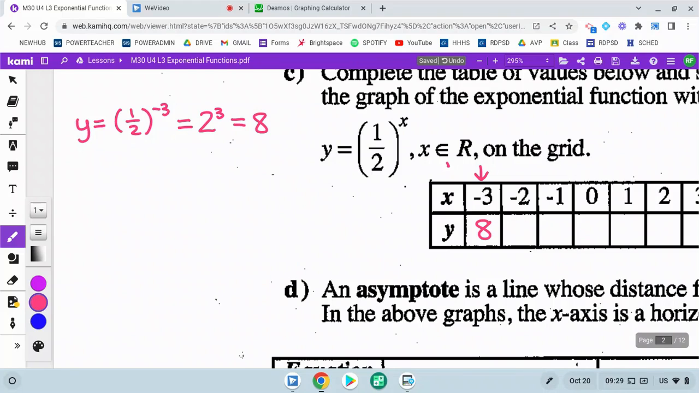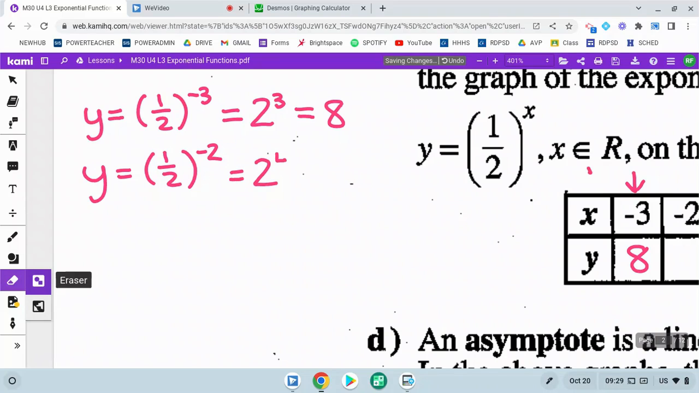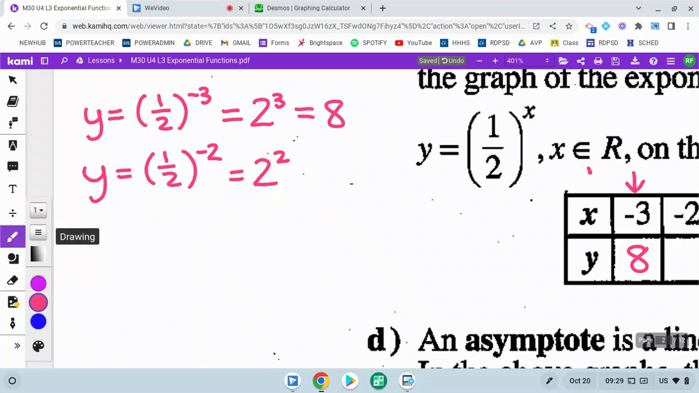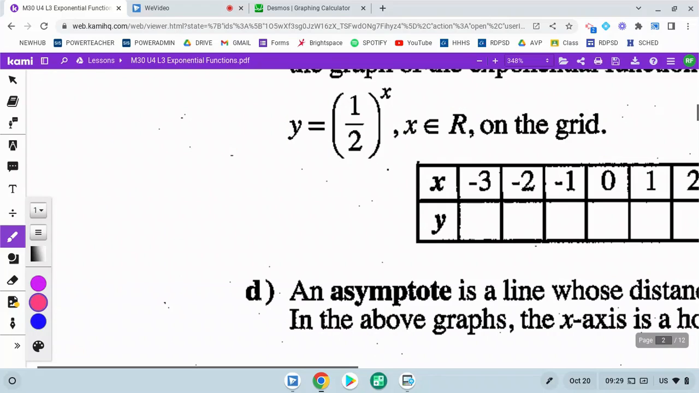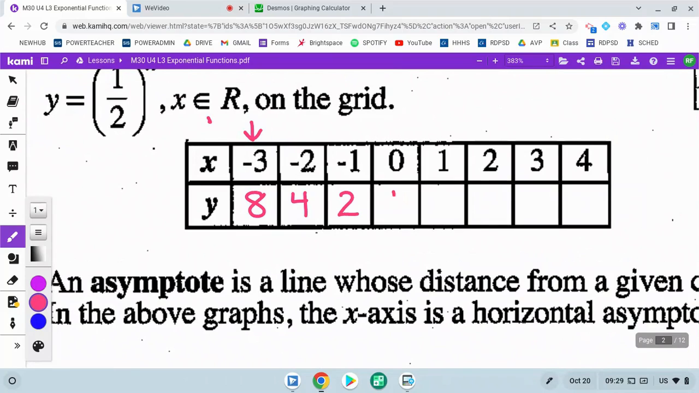Okay, and again, if you don't know this, you can literally just type it into your calculator, but it's good to use those exponent laws because you will have to solve things algebraically as well throughout this unit. Then I have my next x value of -2. The same thing happens where I can pull that 2 into the numerator and then turn my exponent positive. And then we get 4. And then I'll just help you fill in the rest of them. Anything to the power of 0 is 1.